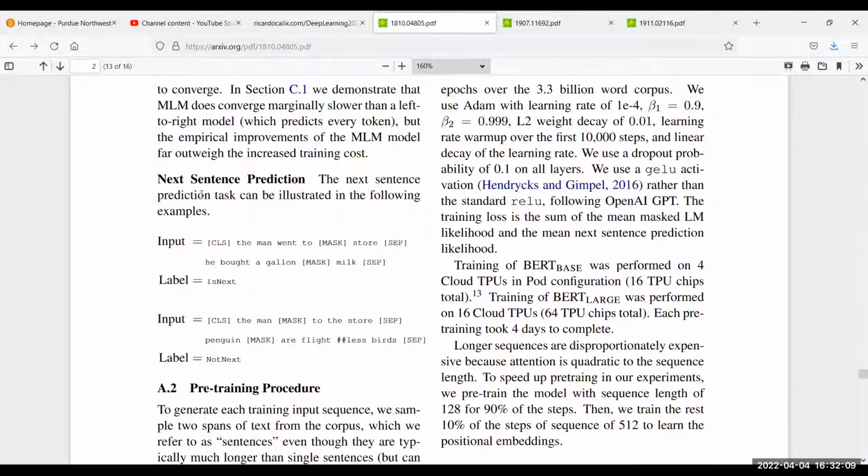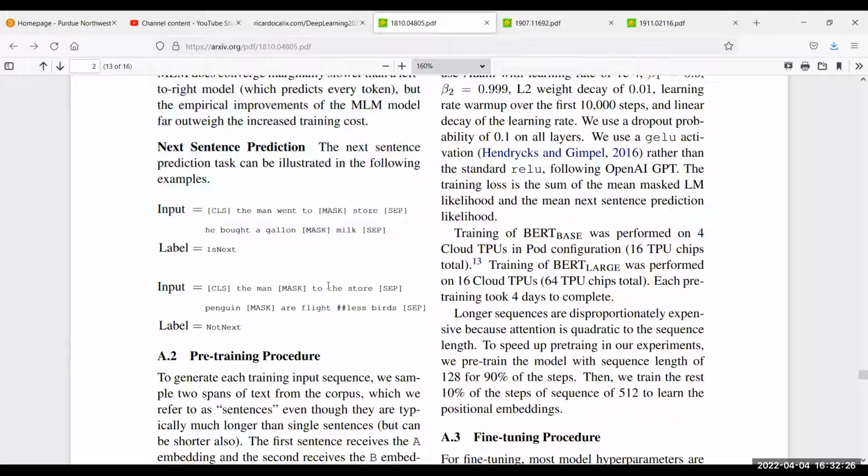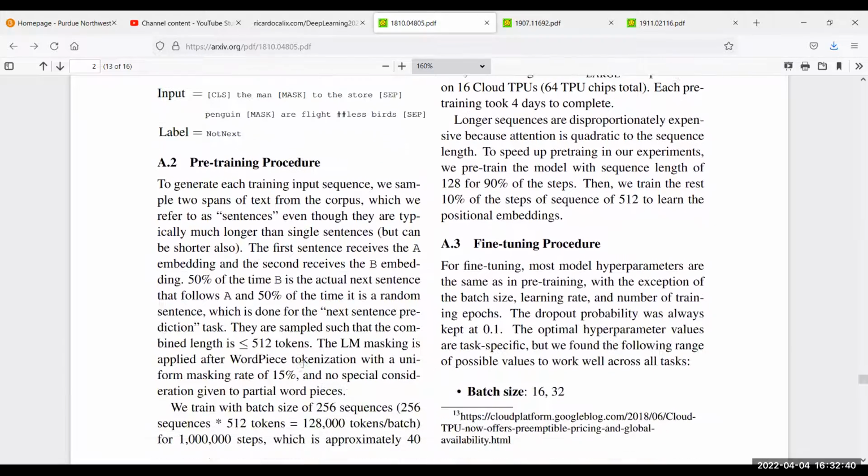Here's a representation of the next sentence prediction. So basically you have, the man went to mask store, he bought a gallon of milk, right? So these are two sentences separated with a separator, and the label is that it is next. But in the next example, you have, the man mask to the store, and then the second sentence, penguins are flightless birds. So that's not next. So this is the other procedure that you use to train BERT.